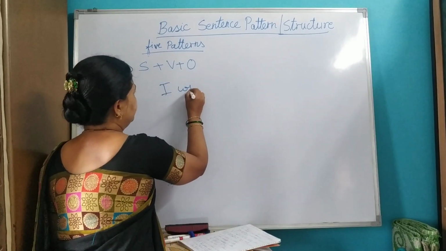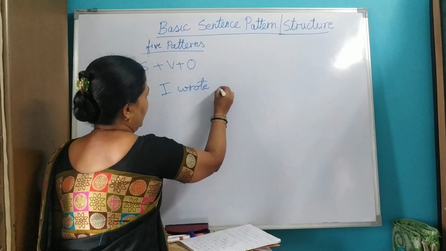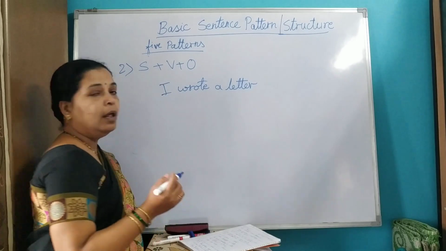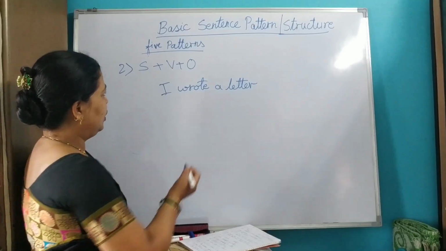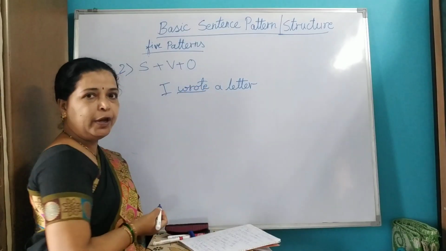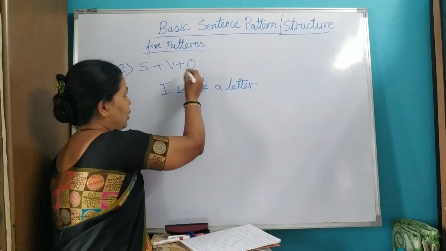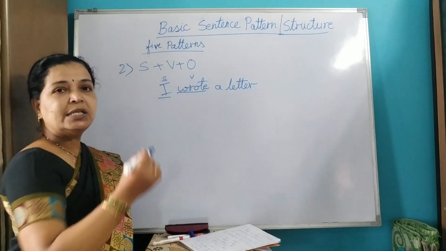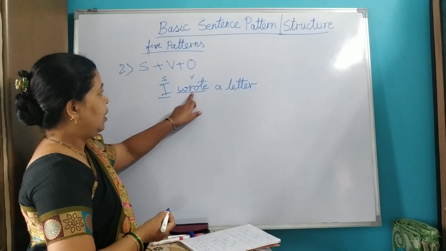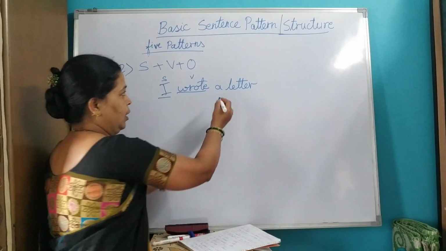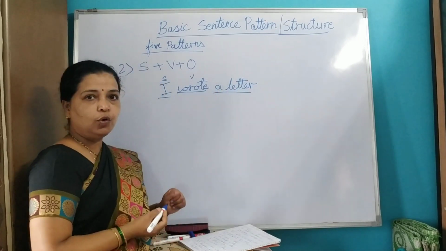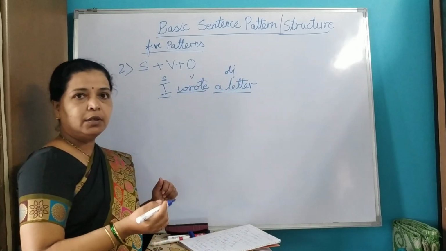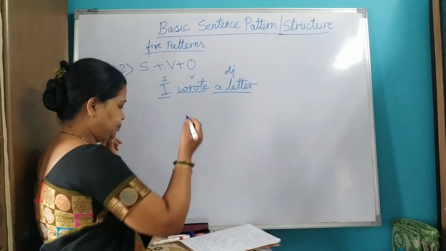I wrote a letter. Let's find out the verb: wrote, showing action. So, verb. Who wrote? I. I is your subject. Now, wrote what? A letter. So, a letter is your object. Got it?